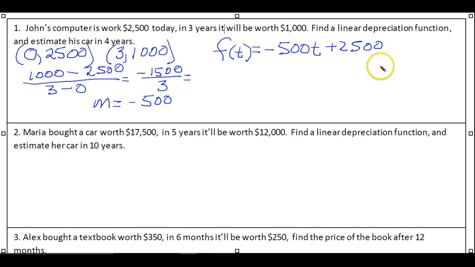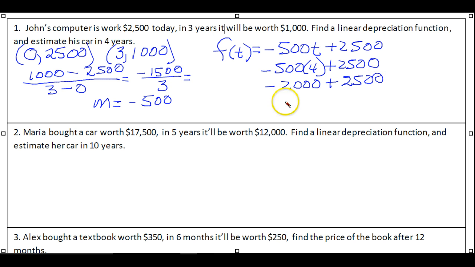So what will the car be worth now in 4 years? So we just put a 4 where the t is. This is negative 2,000 plus 2,500 leaves us with 500 as an answer. And this is the form these others will follow. What I'll do is I will show you the ordered pair as we go on.